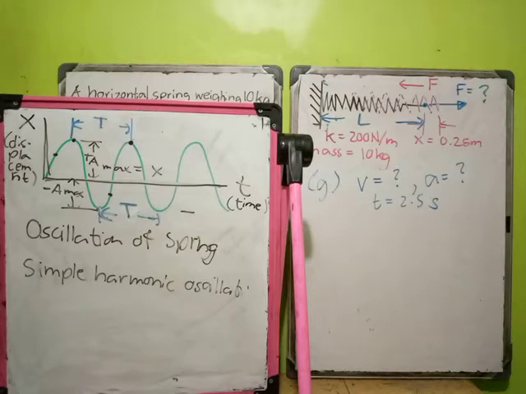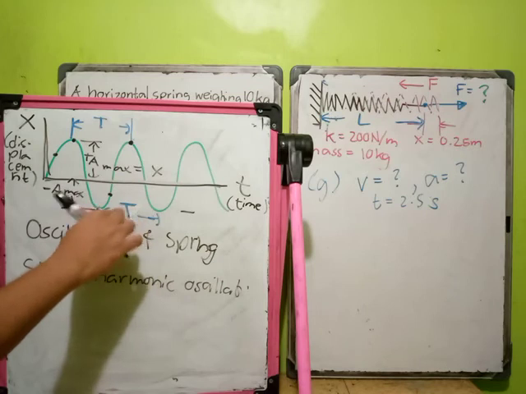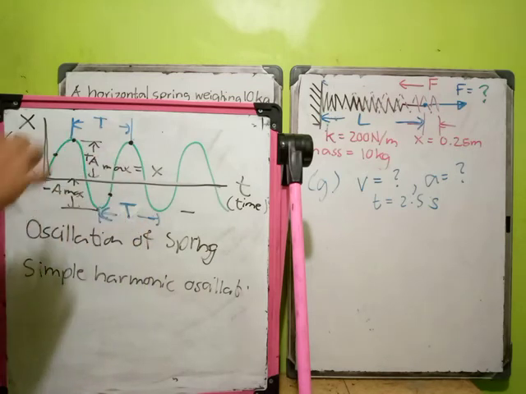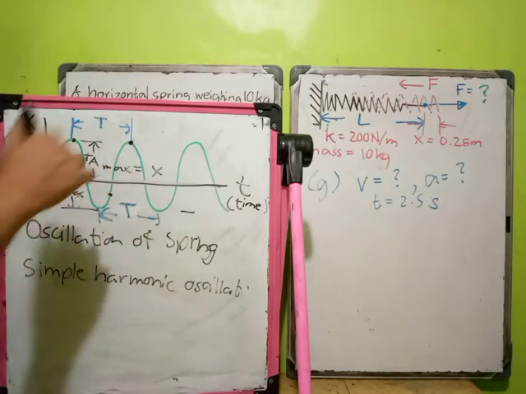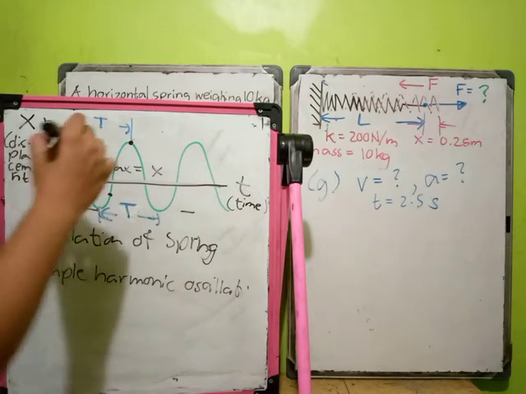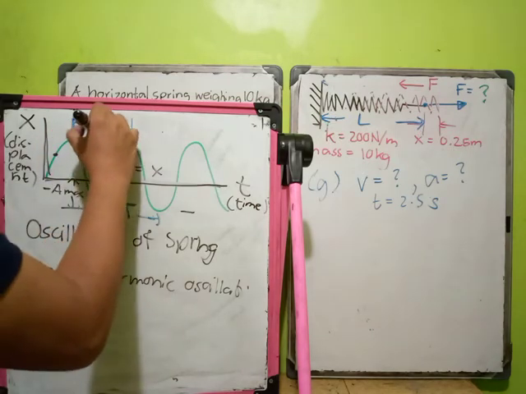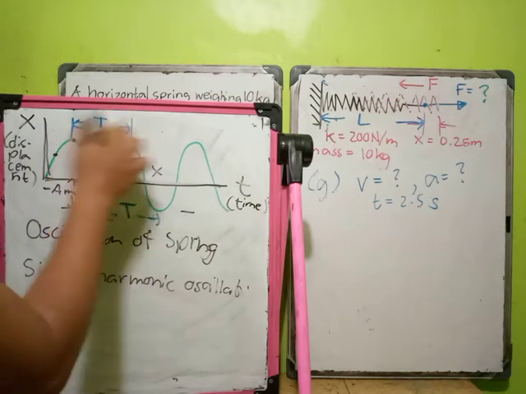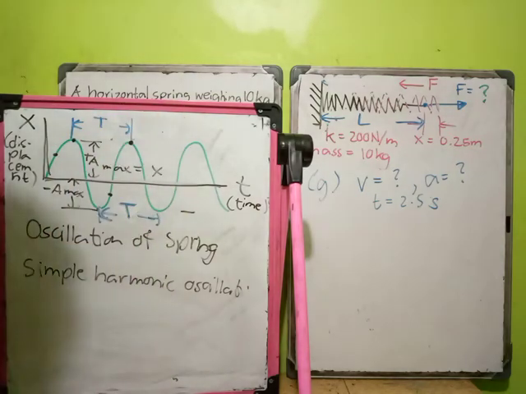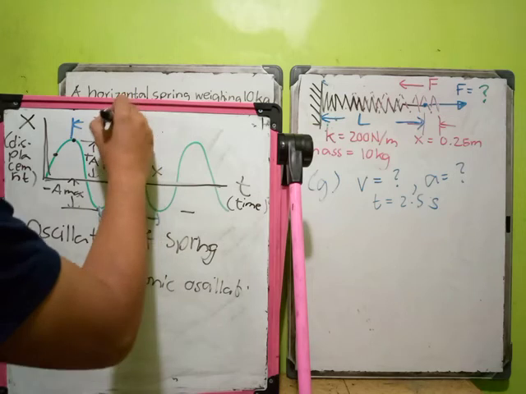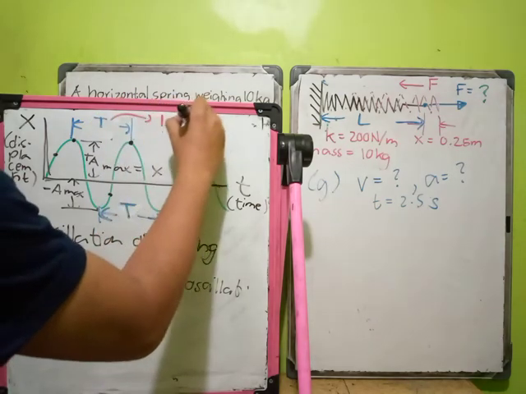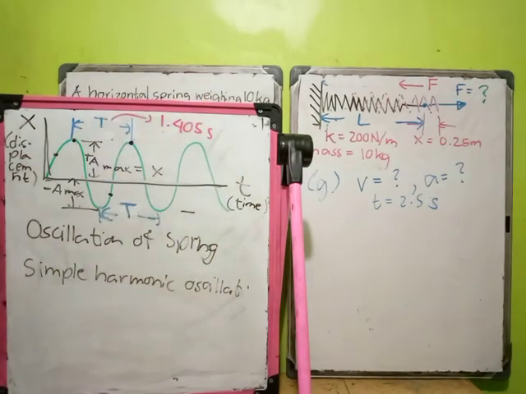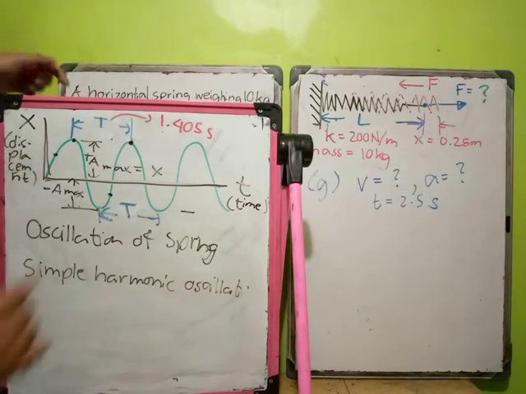Okay? So, yan yung T, in which nabuo niya yung isang cycle or in 2 pi, in 1 revolution. So, here, that T, as we have previously computed, is equivalent to 1.405 seconds. So, ito yung nakuha natin kanina na T. So, yan yung value ng T, 1.405 seconds.